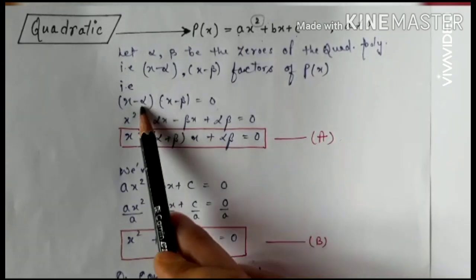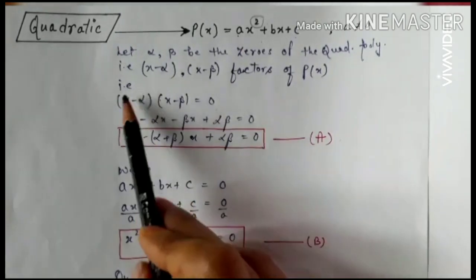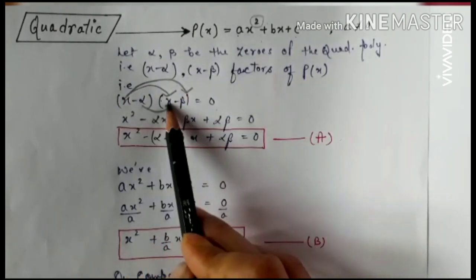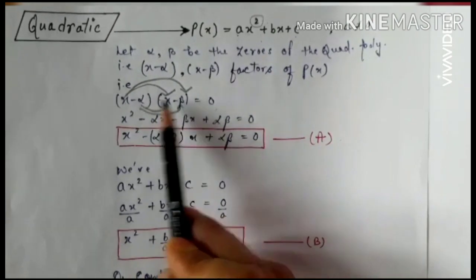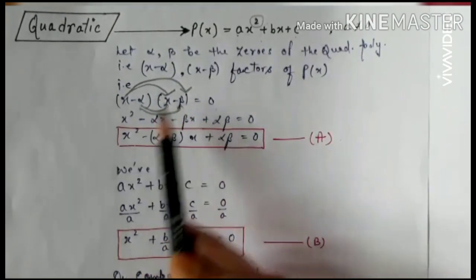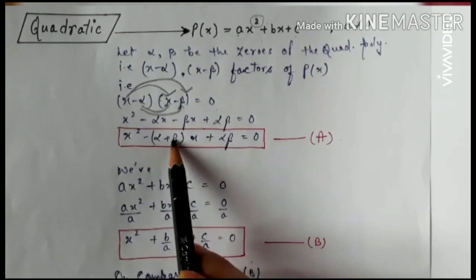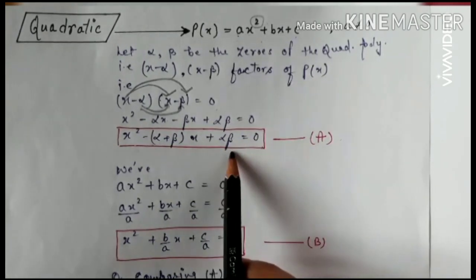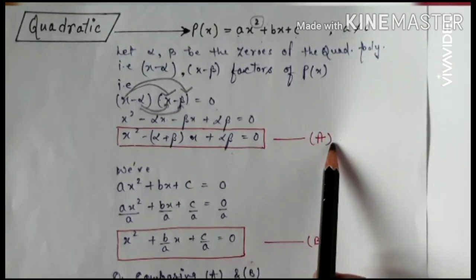Now expand this. Firstly multiply x with both terms, and then minus alpha with both terms. Then we get x square minus (alpha plus beta)x plus alpha beta equal to 0. This is the main result here. We consider it as equation A.